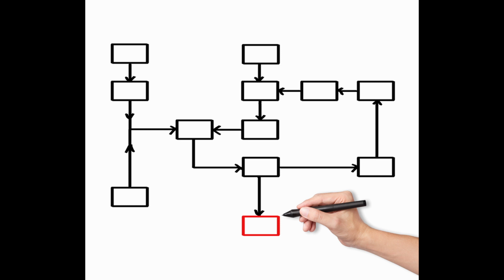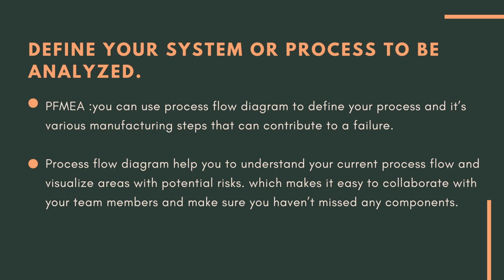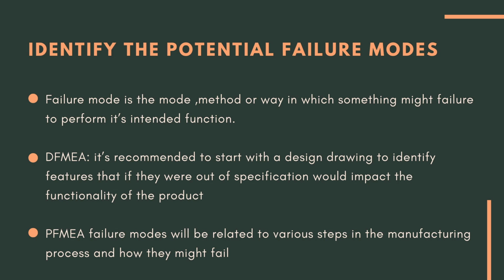System block diagrams enable one to visualize the system as large interacting components that can be conceptualized and developed independently. For process FMEA, you can use a process flow diagram to define your process and its various manufacturing steps that can contribute to a failure. A process flow diagram helps you to understand your current process flow and visualize areas with potential risks, which makes it easy to collaborate with your team members and make sure you haven't missed any components. Once the team members agree that the process is clearly and accurately described, they can move to the next step.